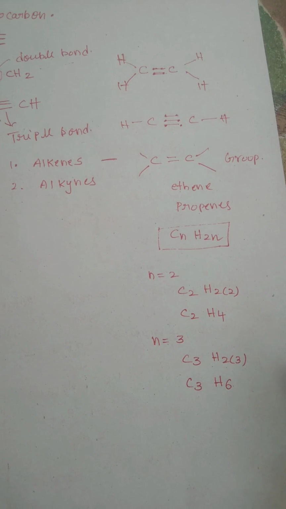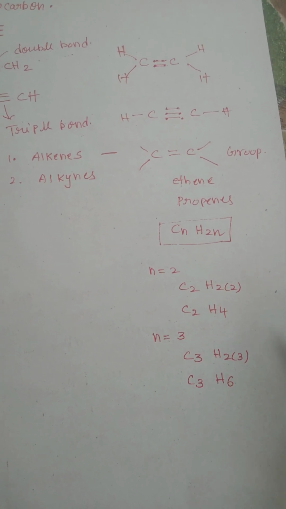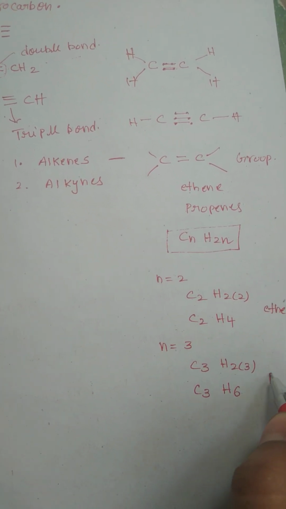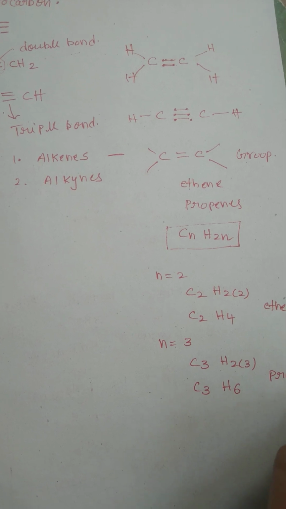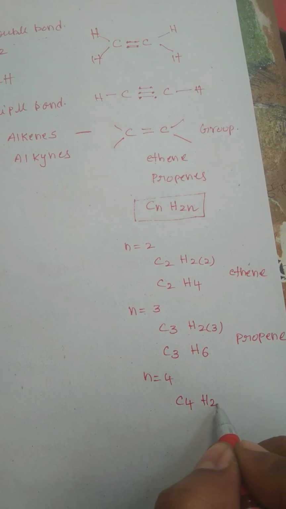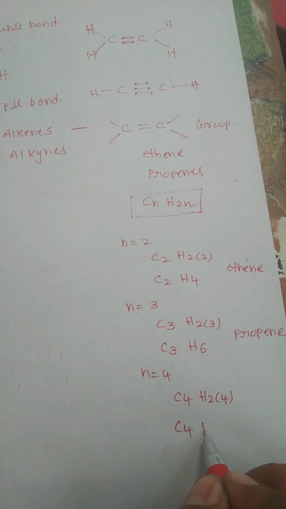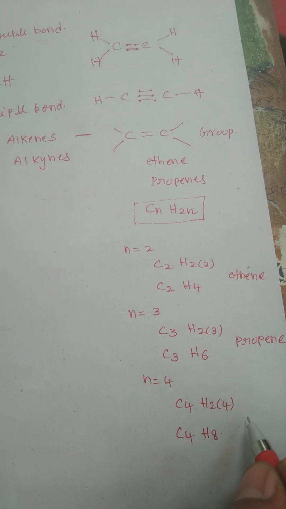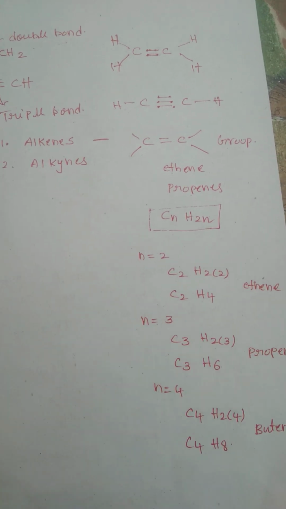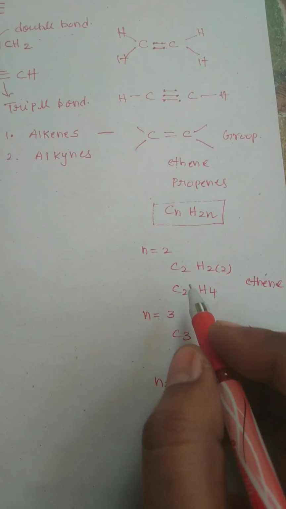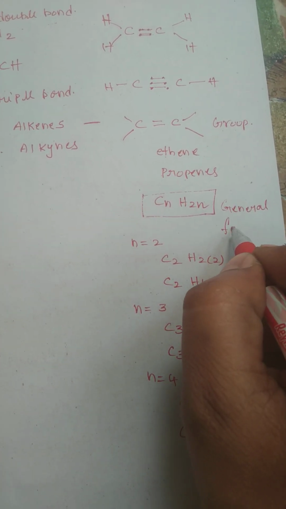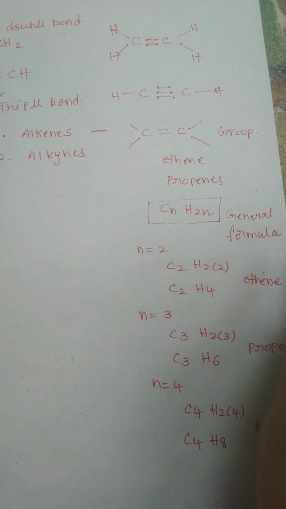The common name of ethene is ethylene. So this is ethene and this is propene. If I take n value 4, C4H2 into 4, C4H8. This is called butene. So what is the general formula of alkenes? This is our general formula, CnH2n.